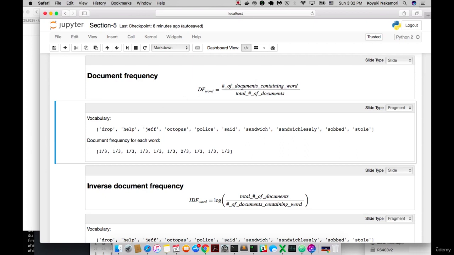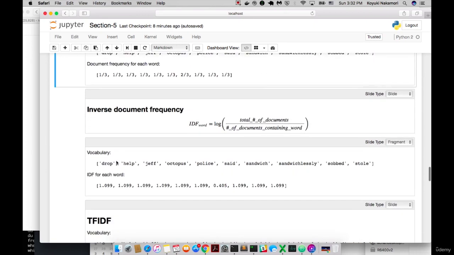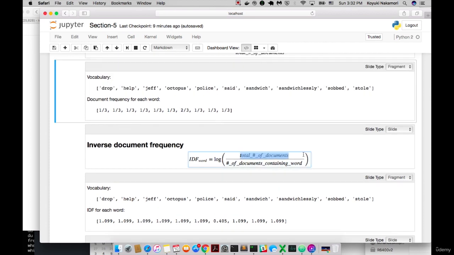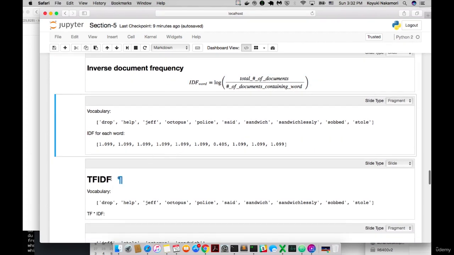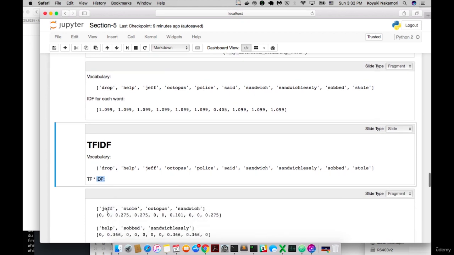And then the number of documents containing "help" is 1, and so forth. So inverse document frequency is actually combining the two, right? It is the total number of documents over the number of documents containing the word, and taking a log of it. And then after that, TF-IDF is pretty much TF times IDF. You're taking a dot product of TF and IDF to get to this number.